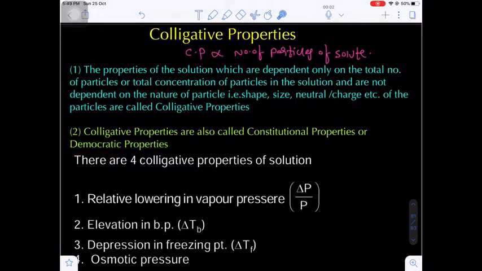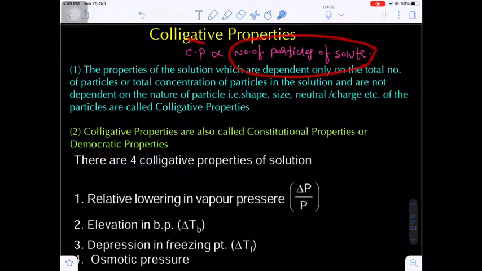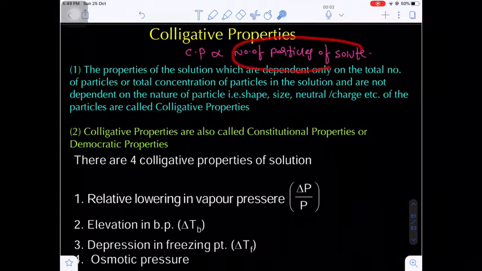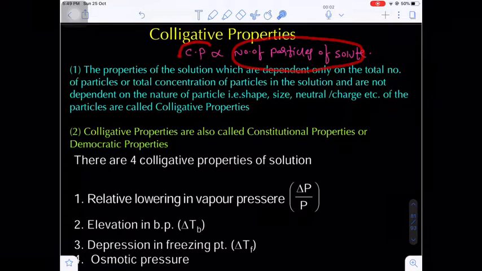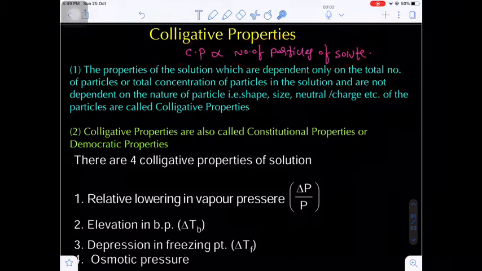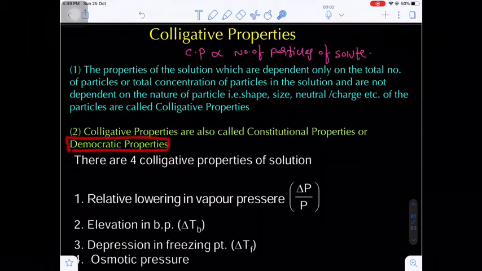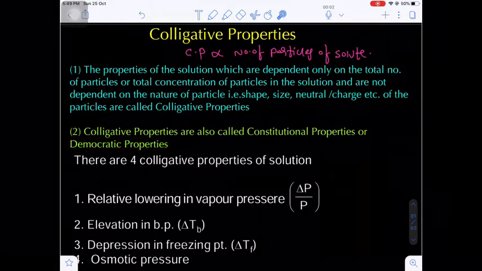In the sense, if the number of solute particles increases in a given solution, the colligative properties also increase. If the number of solute particles in a given solution decreases, then the colligative properties also decrease. That means these properties depend upon the total number of the solute particles. That's why this is a democratic property. Colligative property is nothing but a democratic property or constitutional property.